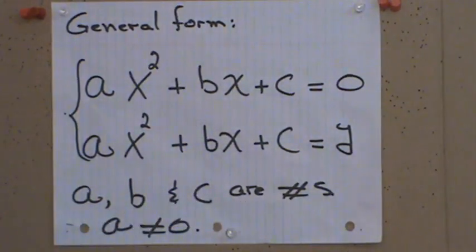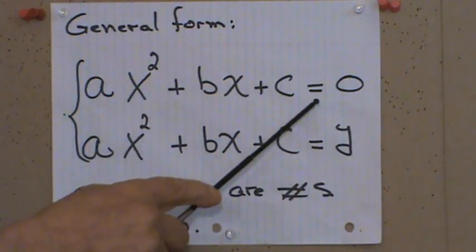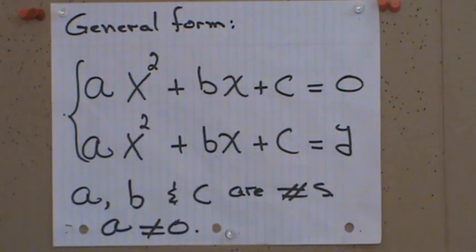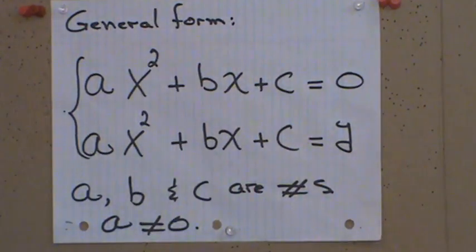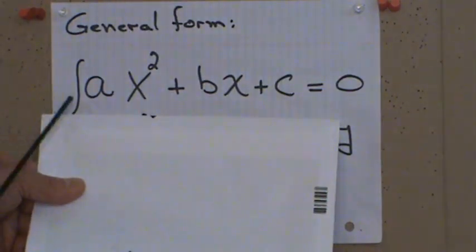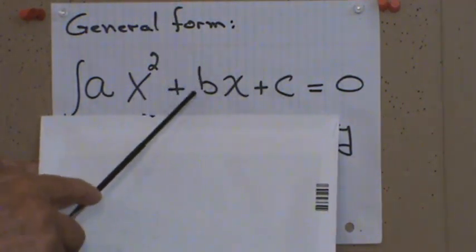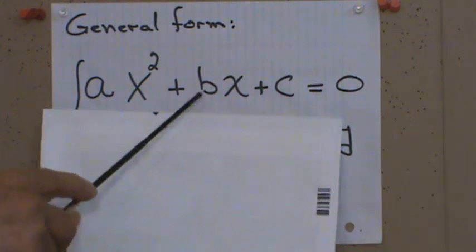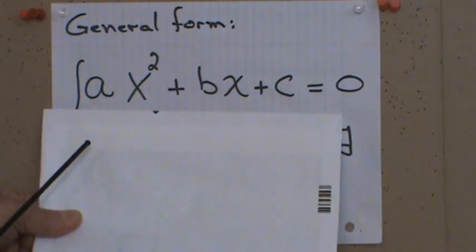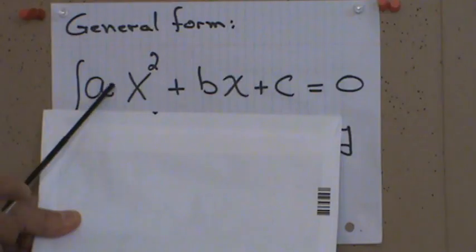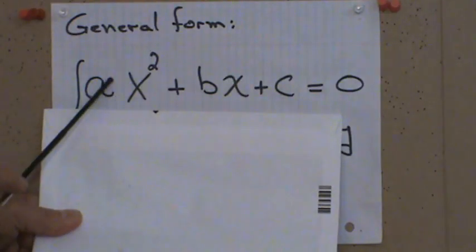Now, ax squared plus bx plus c equal to 0 is a general form of a polynomial equation, and here a, b, c are numbers. I'll come back to what kind of numbers they can be. That's where a different method comes into the picture. And the leading coefficient of x squared is a.